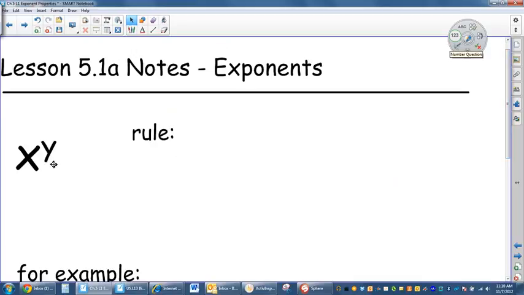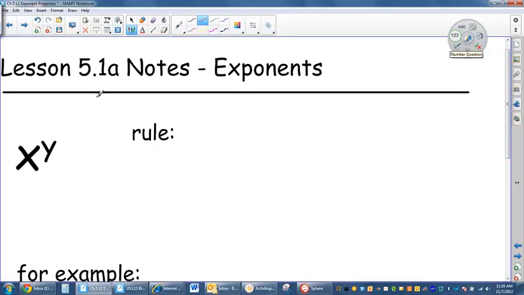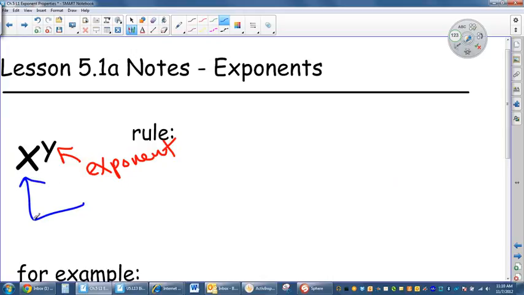This little guy. Does anyone know what y is? That is an exponent. Yes. That right there is an exponent. All right, and what is x? There's a vocab word. What do we call it, Janet? It's called a base. Alright, so we have an exponent, we have a base.